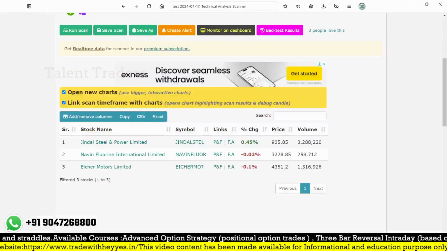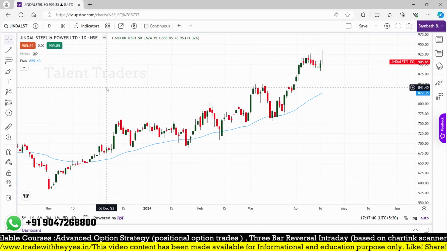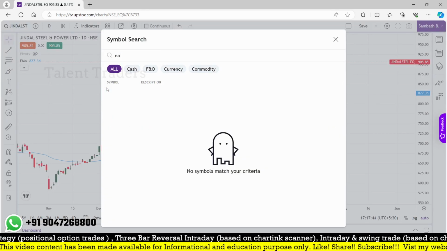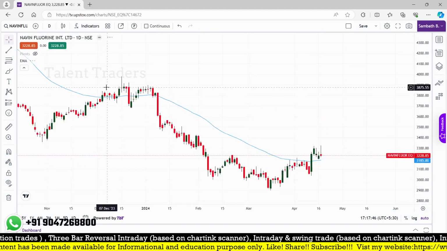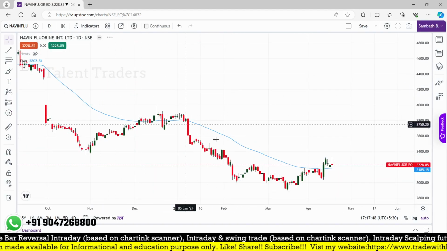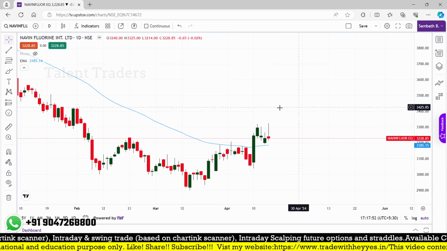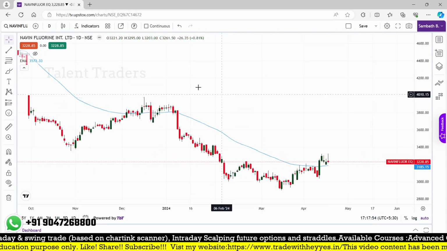The second stock I found is Navin Fluoride. This is a scanner to find out the stocks. Navin Fluoride, maybe we can check. Here it is a downtrend, again below the moving average, and this is the recent high. So maybe the downtrend continues.